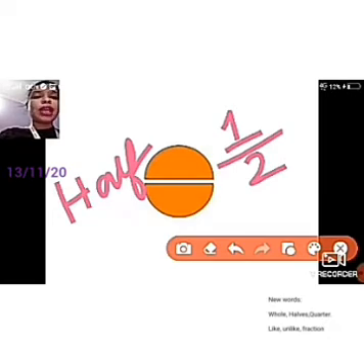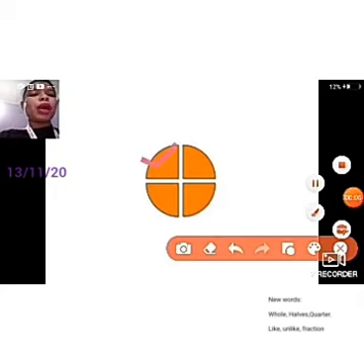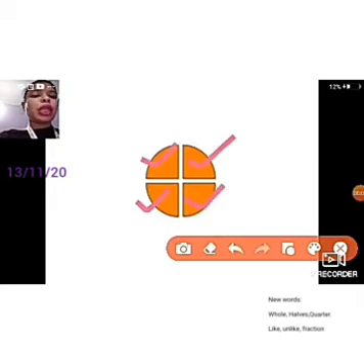Okay, the figure I have divided into half. So the same figure now I have divided into four equal parts. How many parts? 4. 1, 2, 3 and 4. Okay, so 4 equal parts.